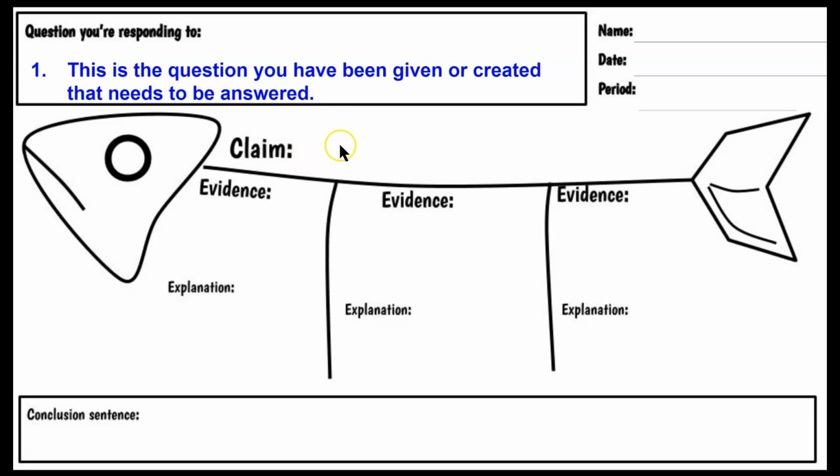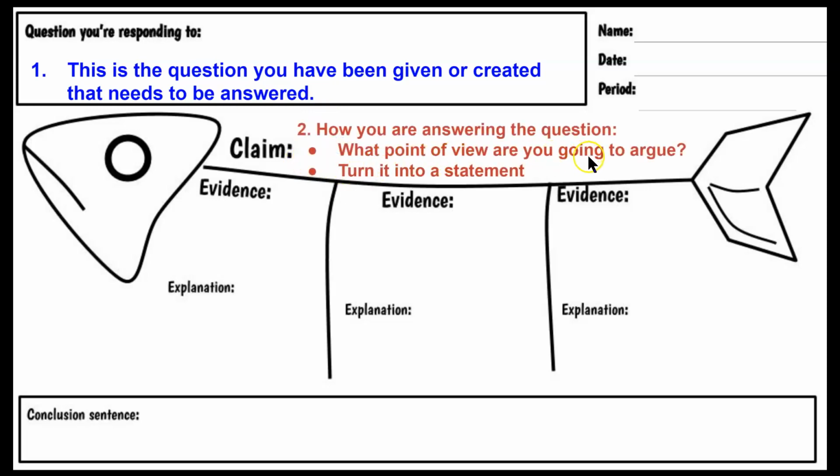And then your claim, you're going to answer the question here, and how you do that is that you first have to determine what's the point of view that you're trying to argue. Okay, what's your perspective? And then you're going to turn that into a statement. This cannot be one word. This has to be a full sentence. Okay.